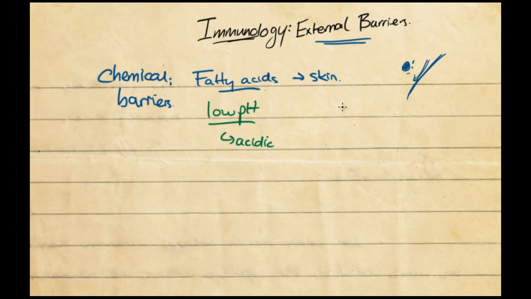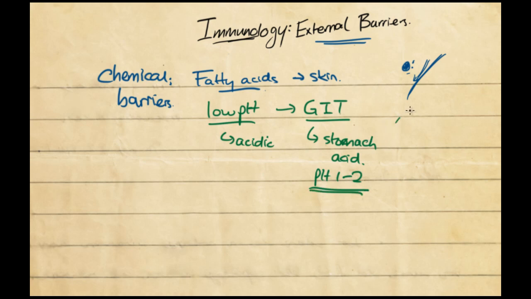And these include the gastrointestinal tract. So the gastrointestinal tract contains stomach acid. And stomach acid has a pH of about 1 to 2, which is extremely acidic. And the vagina has a pH of approximately 3.8 to about 4.5. And this is also quite acidic.